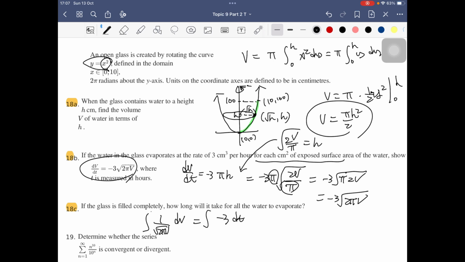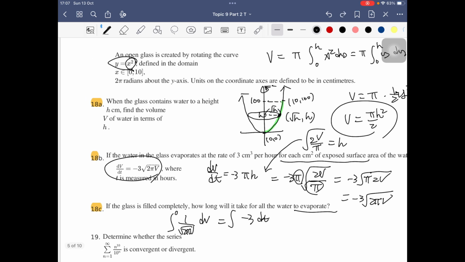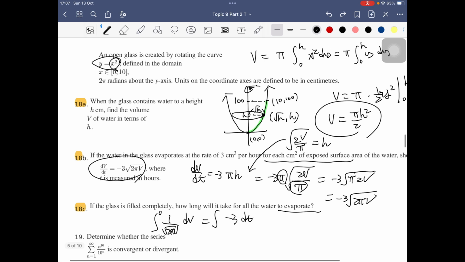It was full at the beginning, but it will become 0, because it was filled completely at the beginning and for all the water to evaporate, it goes to 0. So the initial condition: this was the volume. When h is 100, it is 10,000 pi over 2, which is 5,000 pi. So the initial condition was 5,000 pi. This is the initial and terminal condition of the volume.